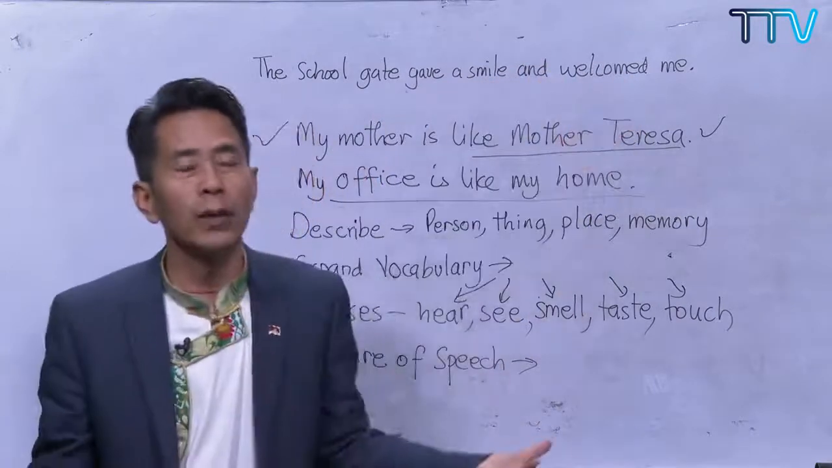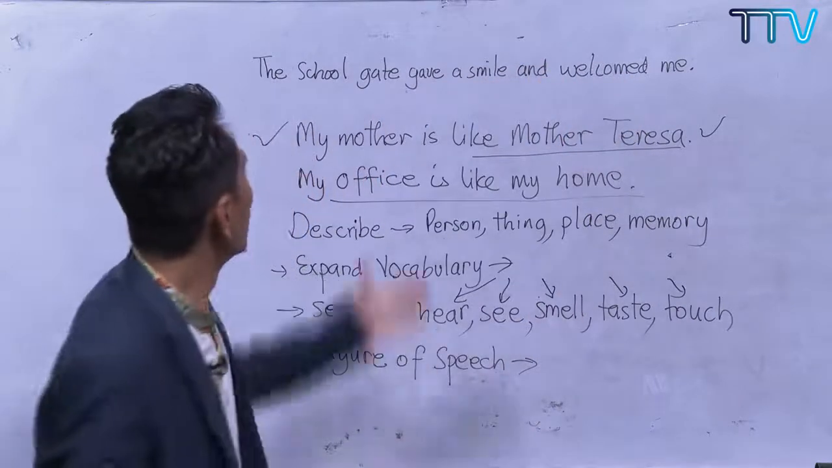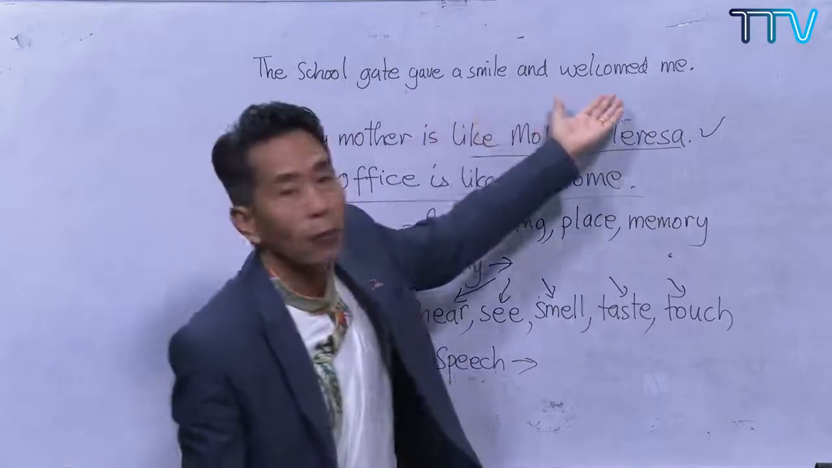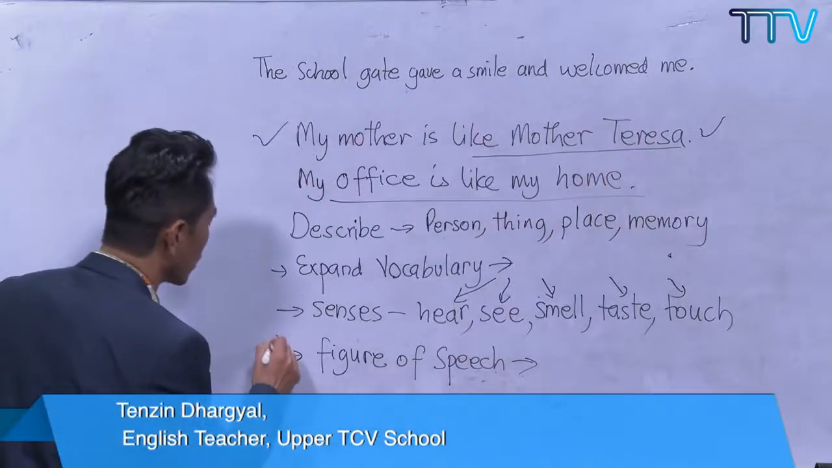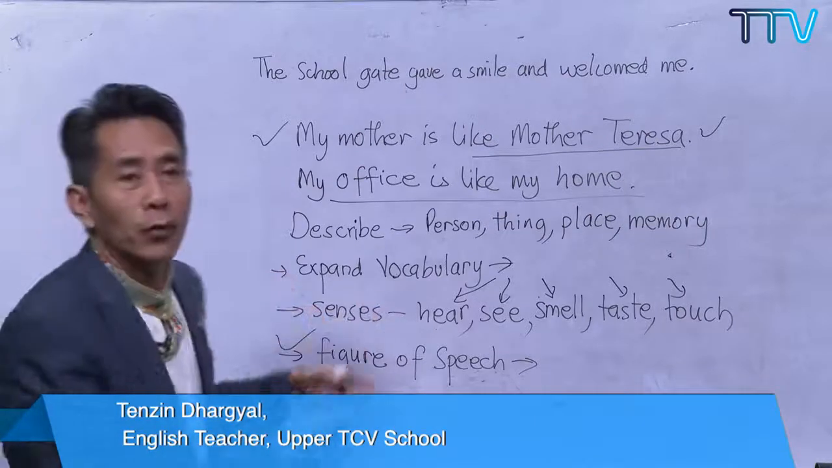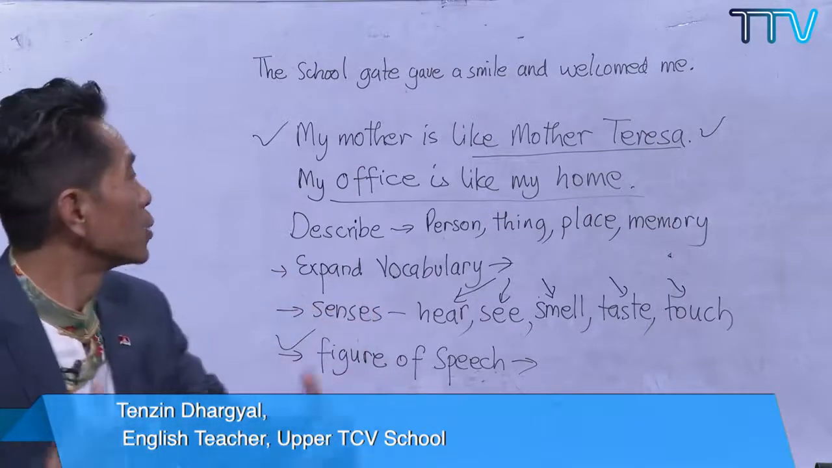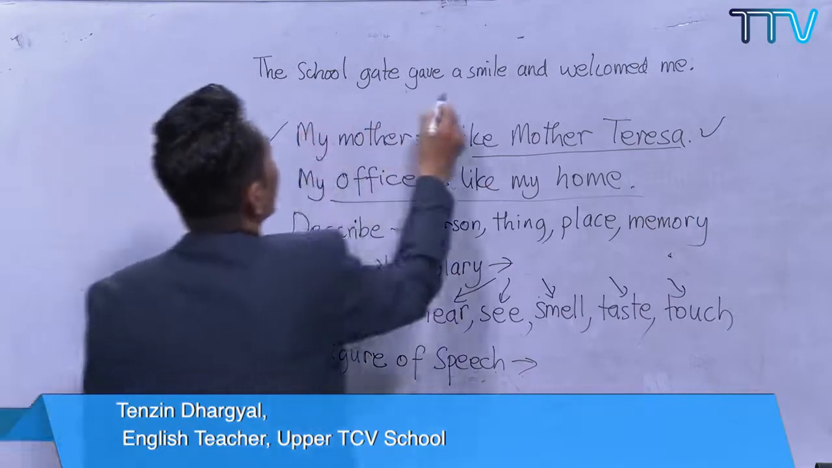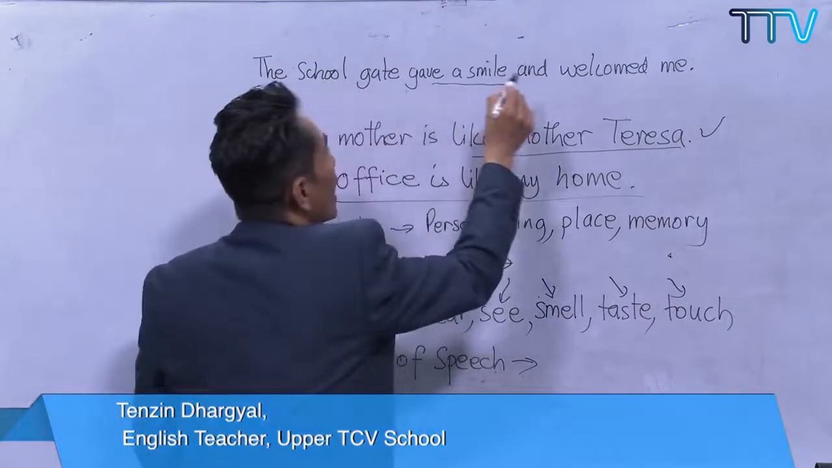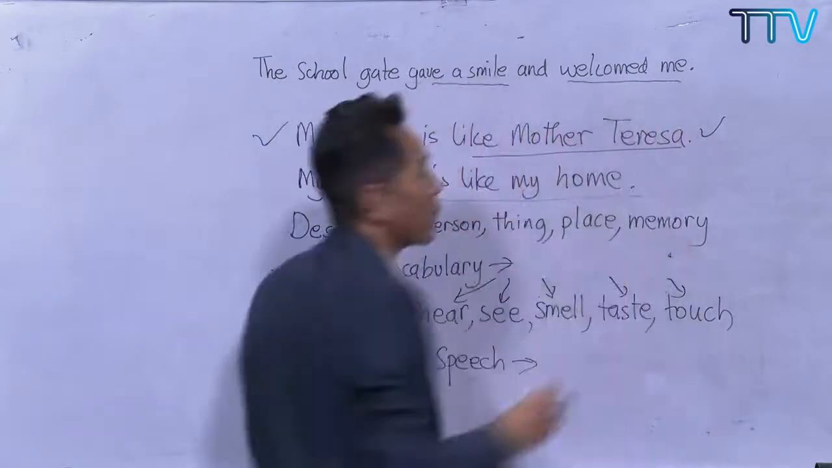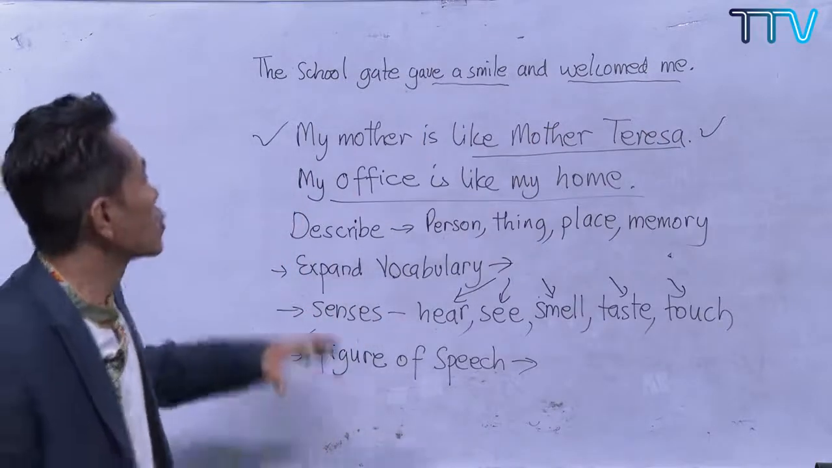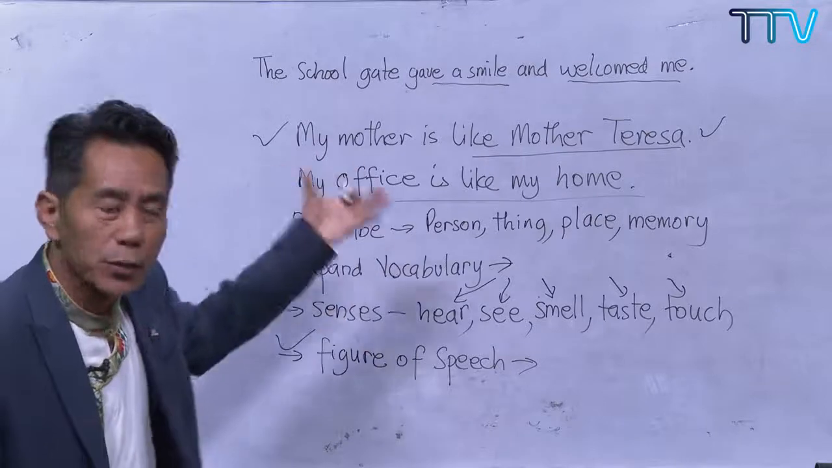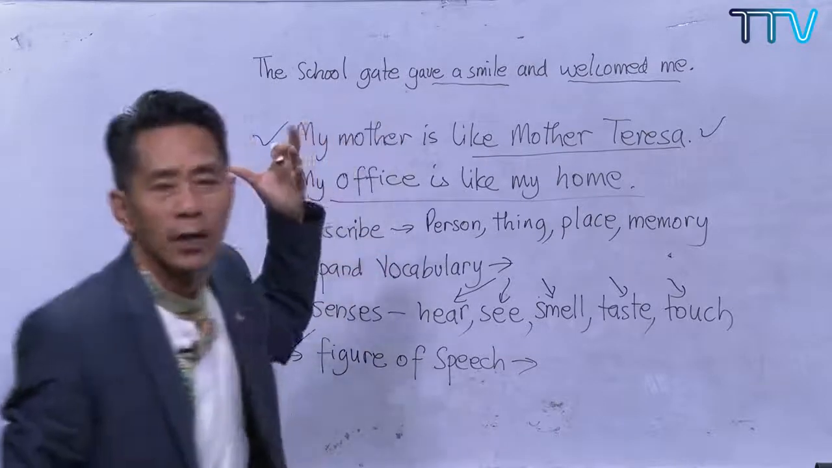So actually the school gate is not a human being, someone who will give a smile and a welcome. But here what did I use? I used a figure of speech. Now this is how your writing becomes more appealing to the readers. So my school gate gave me a smile and my school gate welcomed me. This is a sentence where I have used a figure of speech. Now if you ask what figure of speech I used here, I used personification.